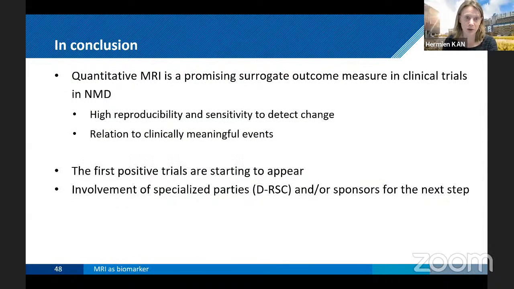So in conclusion, quantitative MRI is a promising surrogate outcome measure in clinical trials in neuromuscular diseases because it has a high reproducibility and a high sensitivity to detect change, and because there's a relation to clinically meaningful events. The very positive thing, at least for me, was that the first positive trials are starting to appear. So there are pharmaceutical companies that take imaging into account in their clinical trials. But to really go further and to go to the FDA and the EMA, we really need involvement of specialized parties, not just the academics or sponsors, for the next step.